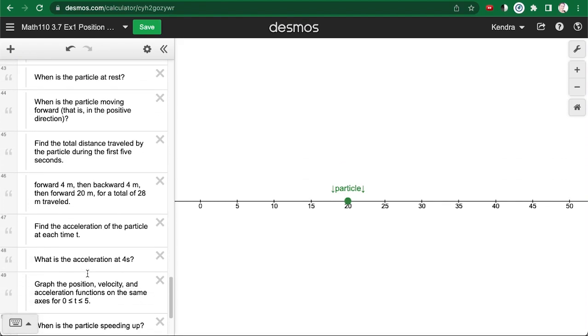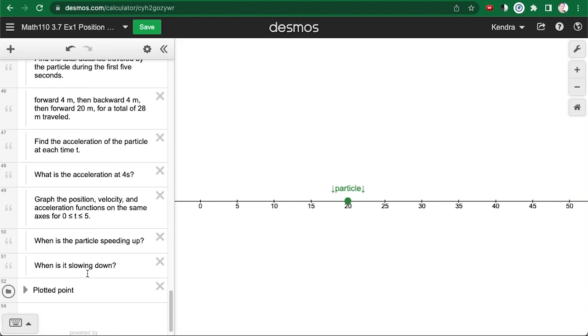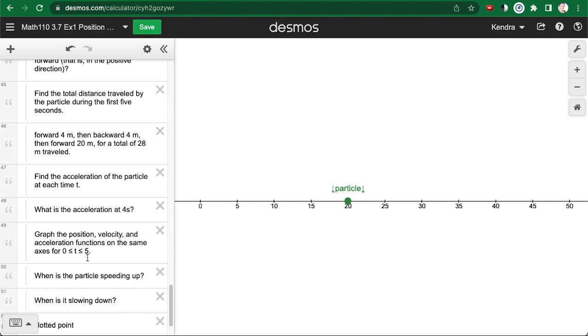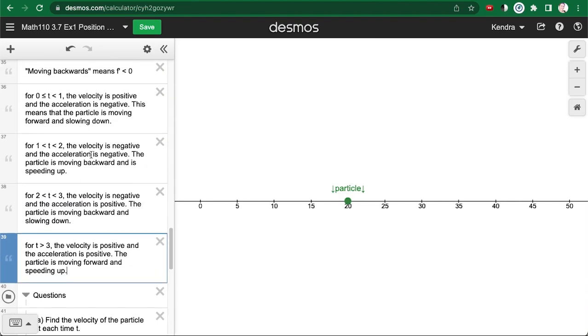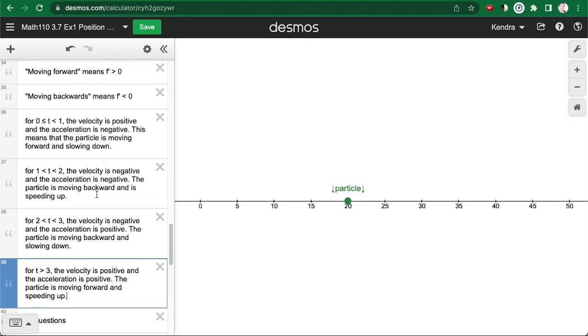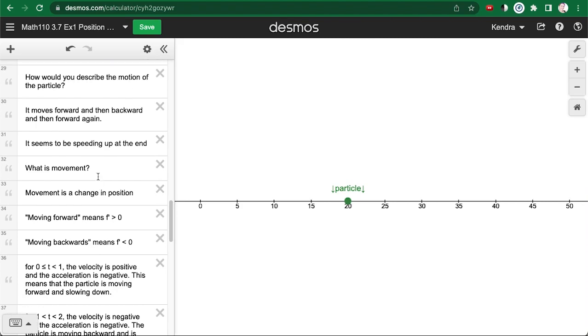Okay, did we answer all of the questions? When is the particle speeding up and when is it slowing down? So yeah, we kind of traced the speeding up and slowing down. Let's go ahead and look at this again. So for the first second, it is moving forward and slowing down, and that's the one where it goes from 0 to 4. And then for the next 2 seconds, it moves from 4 back to 0, right?